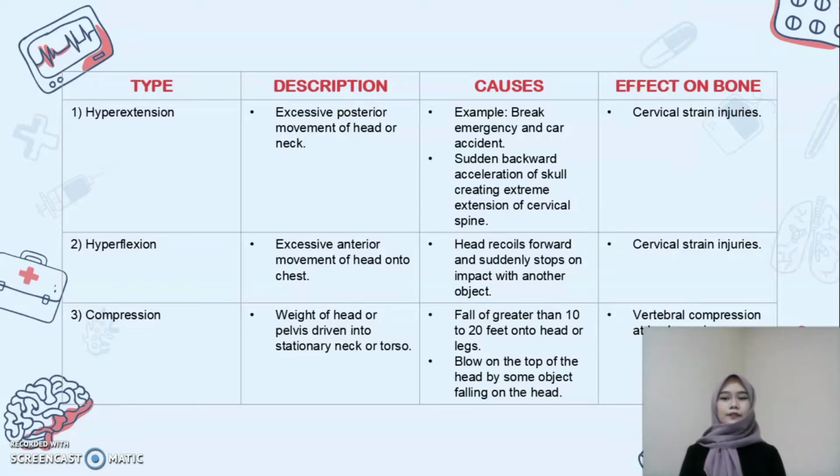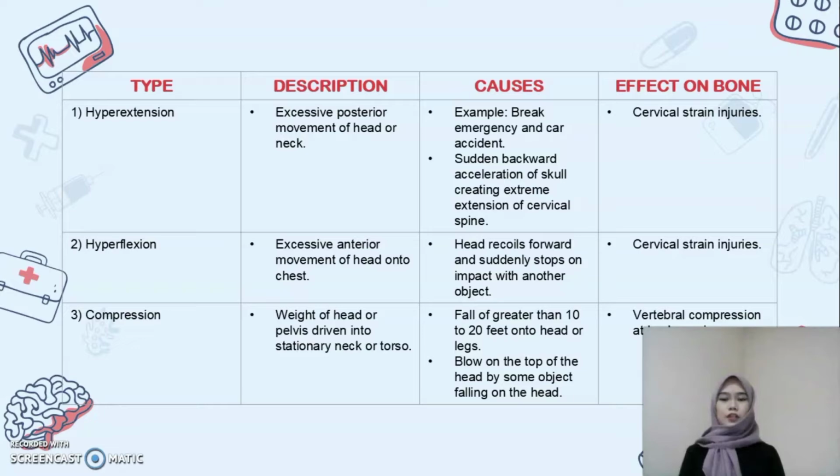Secondly is hyperflexion. Hyperflexion is an excessive anterior movement of the head onto the chest. The cause is the head recoils forward and suddenly stops on impact with another object. The effect on the bone is cervical strain injuries.